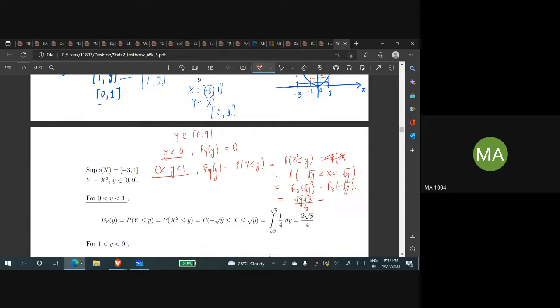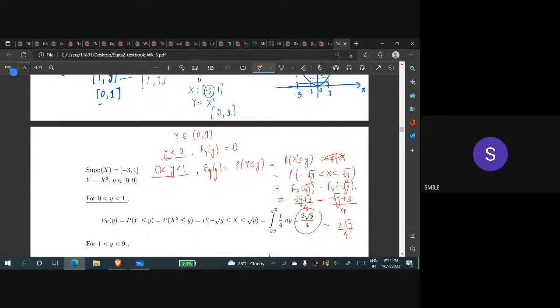And what is F_X of minus root y? Minus root y plus 3 by 4, right? So if you solve it, you will get 2 root y by 4. So this is what we got here, ma'am. That F_X of root y I got.